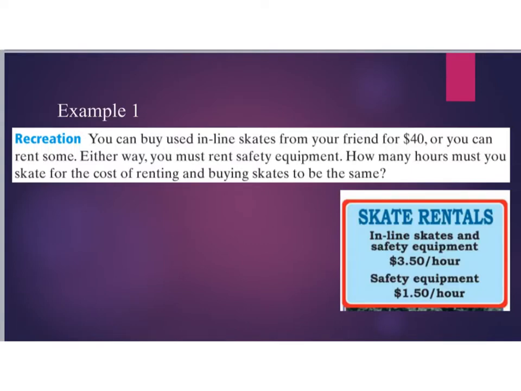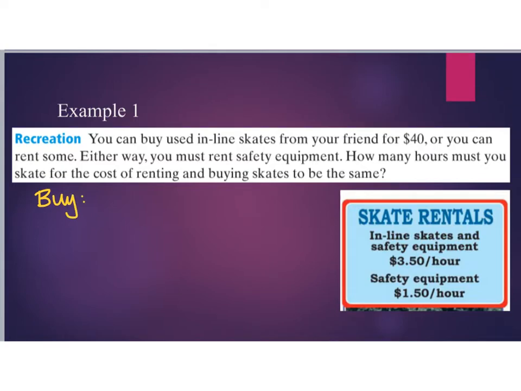It says you can buy used inline skates from your friend for $40 or you can rent some. Either way, you must rent safety equipment. How many hours must you skate for the cost of renting and buying skates to be the same? So what you need to do is find out what your cost is to buy skates.